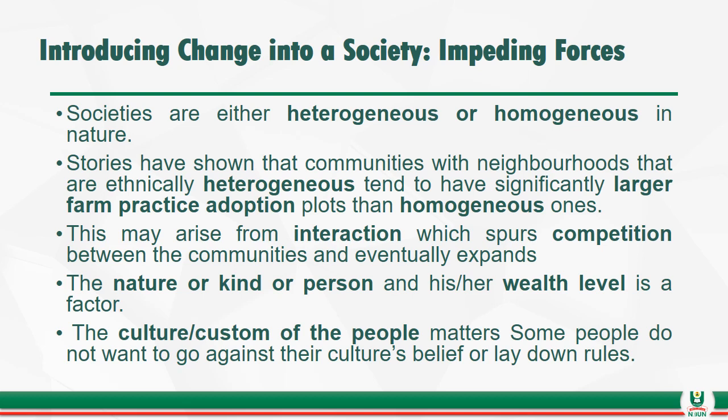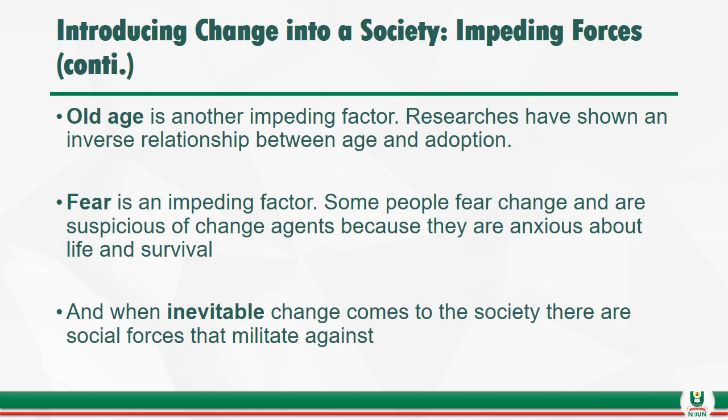The nature or kind of person that are in the community will also be an impeding force. And so we say the kind of person, talking about the wealth level, is a factor. And again, we must emphasize that the nature of the place, whether heterogeneous or homogeneous, is a factor. The culture or custom of the people is also impeding change. Old age is another factor that impedes change because researchers have found an inverse relationship between age and adoption. Fear is also an impeding factor.